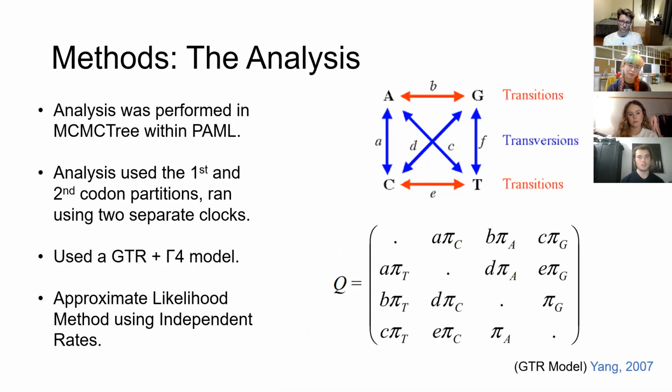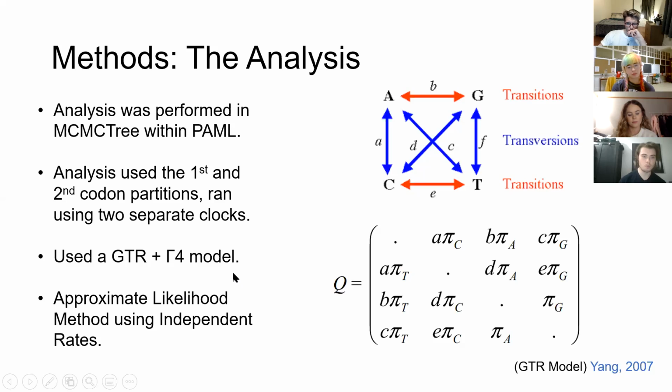Okay, so this might be a bit complex terminology for some people, but I'll walk everyone through it. For our analysis, we performed it in a software called MCMCTree, which is within PAML, which is a phylogenetic-based software. And as I mentioned earlier, we used the first and second codon partitions in our analysis, as we removed the third one due to the saturation. And the really cool thing about partitioning the data is that we're able to use more clocks, which in turn makes a more precise estimate.